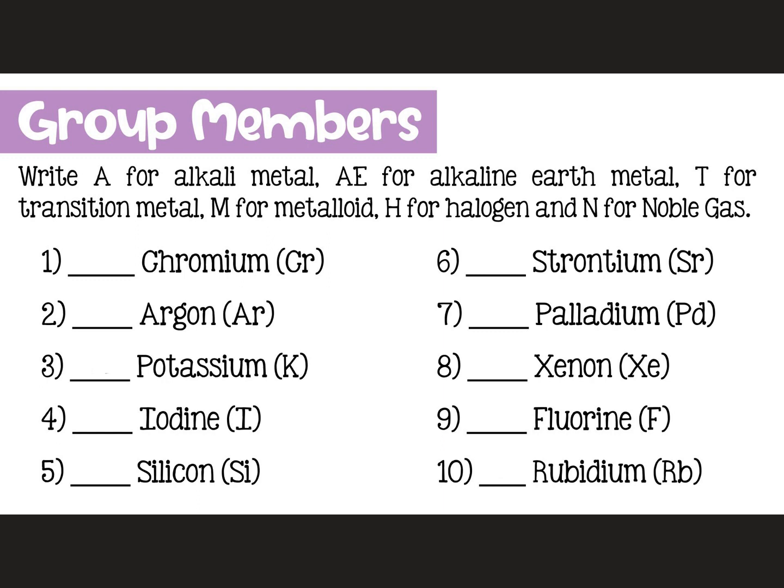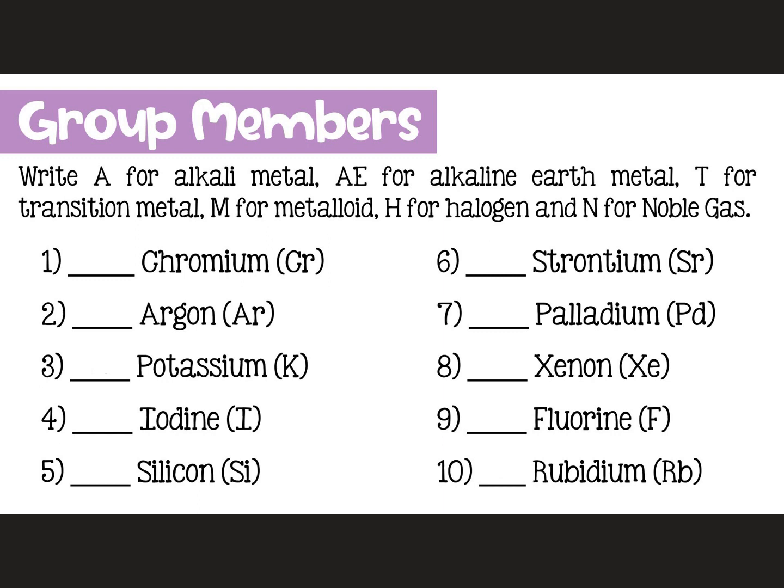Now let's look at some examples of elements and the specific groups they belong to. Chromium, Cr, is atomic number 24. It is in the transition metals. Argon, Ar, is atomic number 18. It is in the last column of the periodic table and is a noble gas. Potassium, K, is atomic number 19. It is in the first group of the periodic table and is an alkali metal.